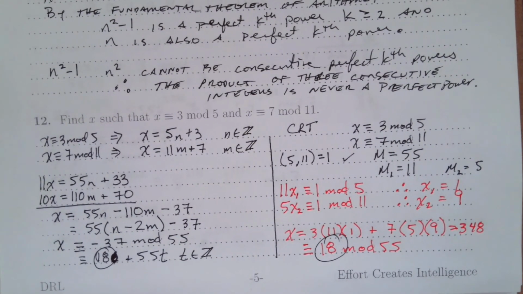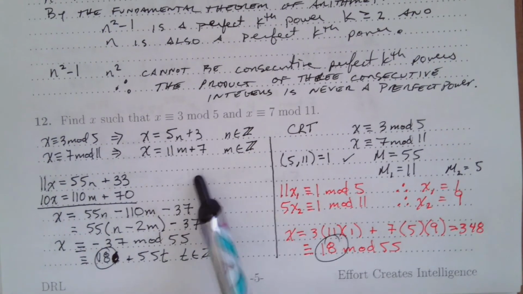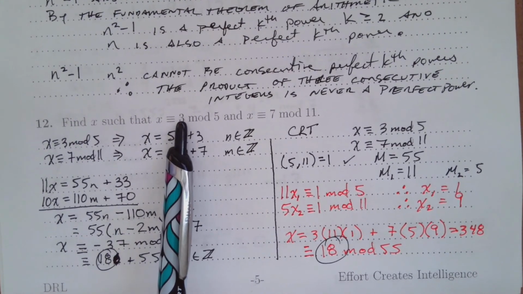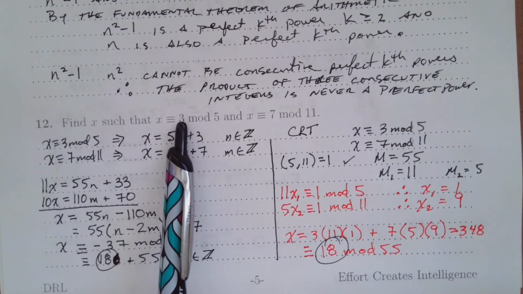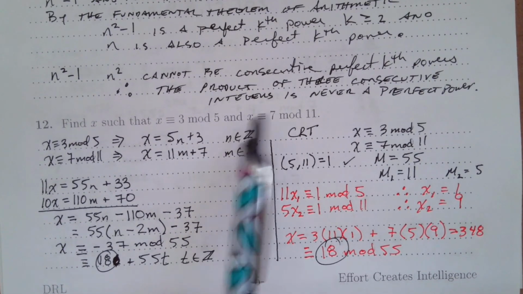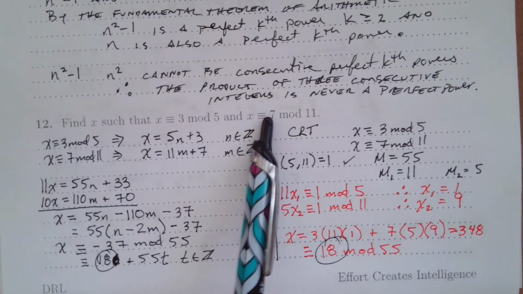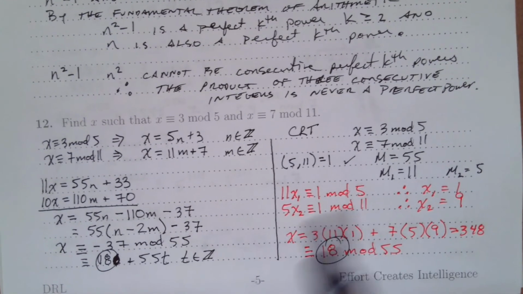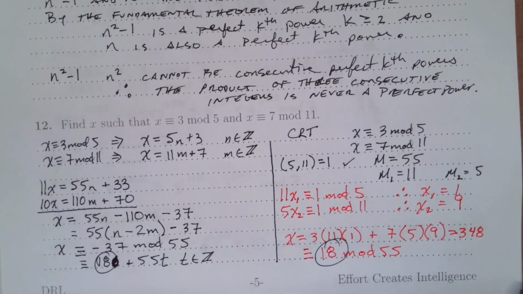the least positive solution. And of course, adding 55 or subtracting some multiple of 55 will keep us with other solutions. We can check this one obviously by inspection and say 18, is it 3 more than a multiple of 5? Yes. 18 is 3 more than 15. Right, 18, is it 7 more than a multiple of 11? Yes, 18 is 7 more than 11. So clearly 18 works, and we would have other solutions that work, right?